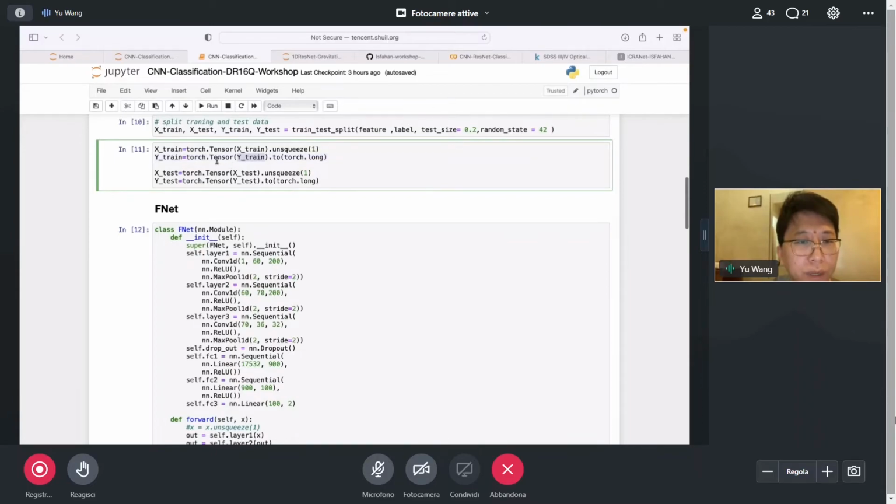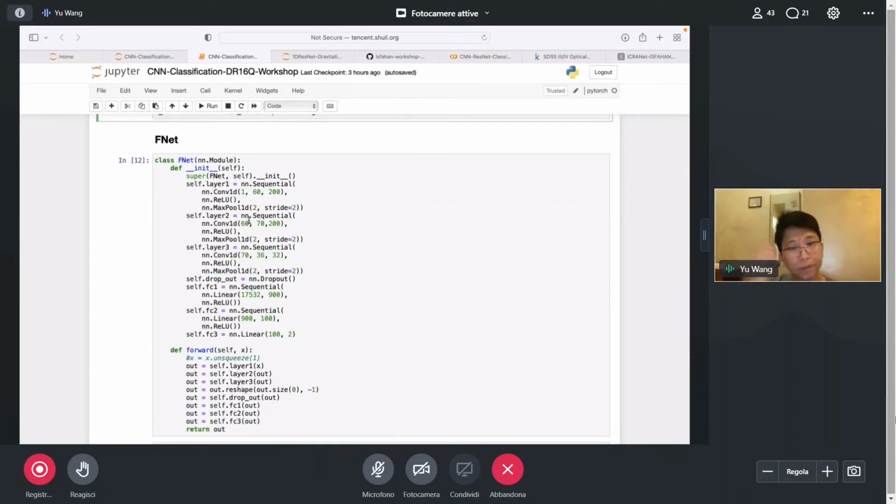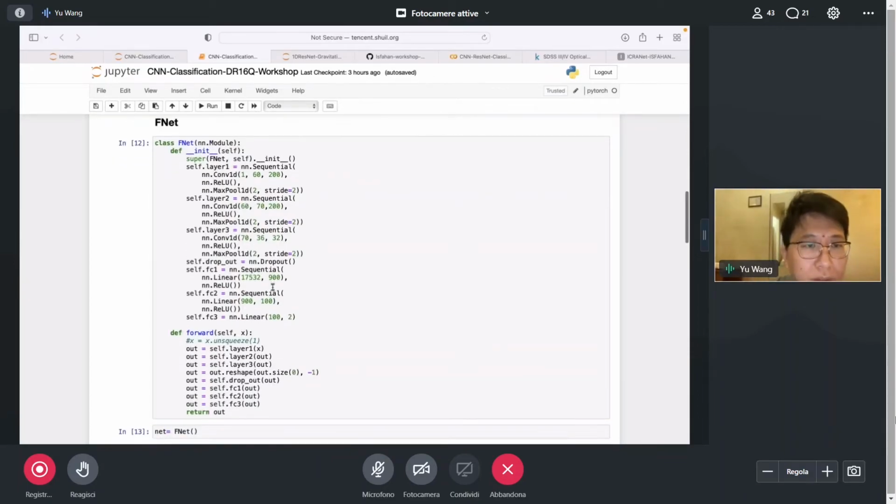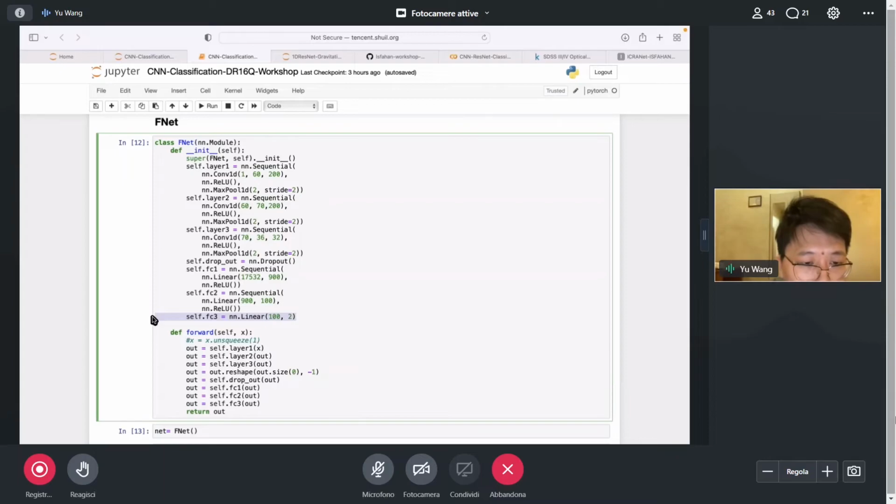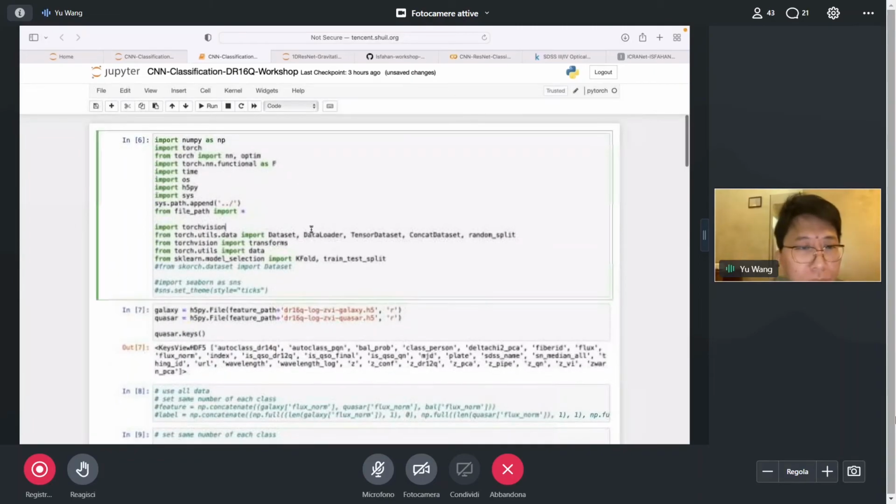Okay, here we just change it to the format that PyTorch can read. And here we define the net. You remember Rahim defined this net, and I just simply copied that net to here. Only one line changed. This is the last layer, a linear layer with input 100 neurons and output 2. See, Rahim has 2, 1 here, and here I have 2. So let me run it.